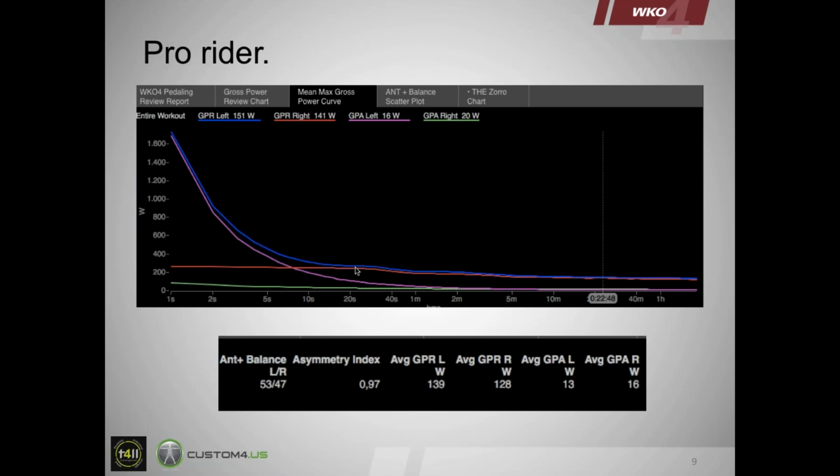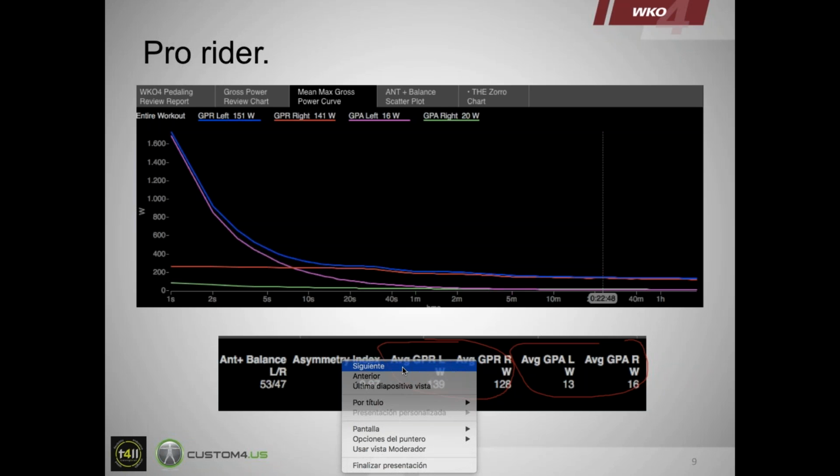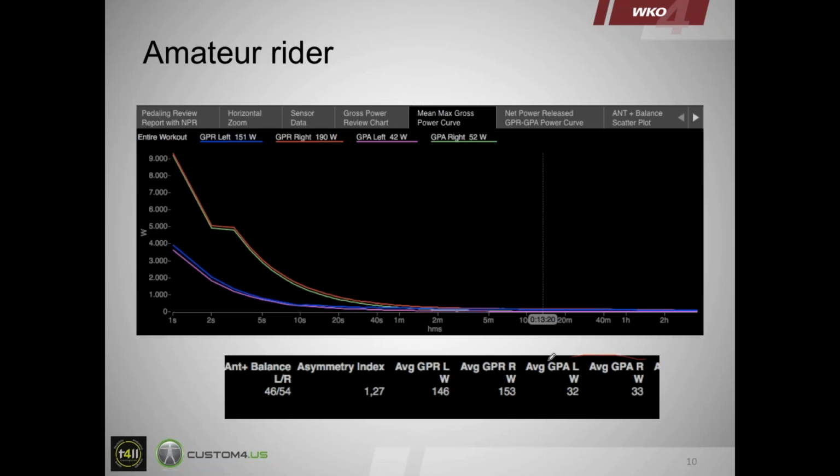When we made a study of the professional riders' pedaling techniques, we saw that most of them have lower values of GPA. You can see here that they have a lot of gross power release, in this case 139 and 128, but the GPA is so low, 13 and 16. But if we compare with an amateur rider, we can see in this graph that the GPA is higher than the pros. Obviously, there are pros who have a worse pedaling technique than others, and other pros have better pedaling techniques. But in general, most of the pros have good values of GPR and low values of GPA.